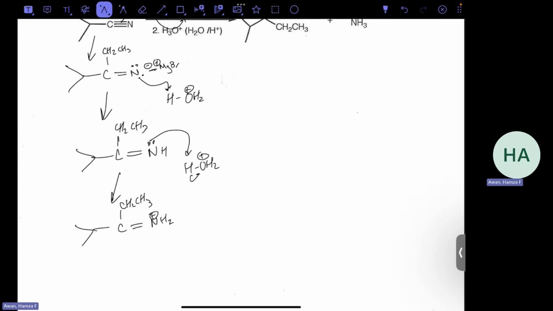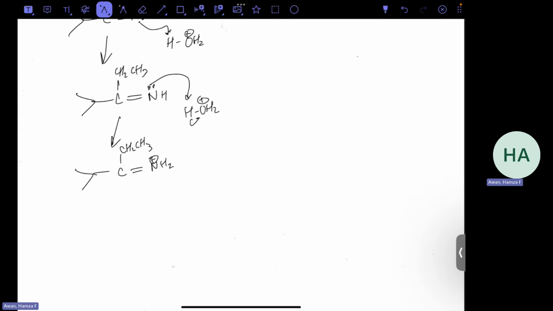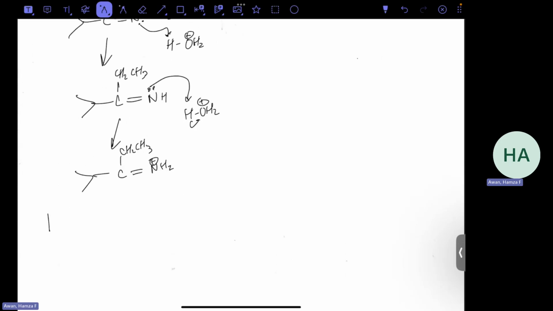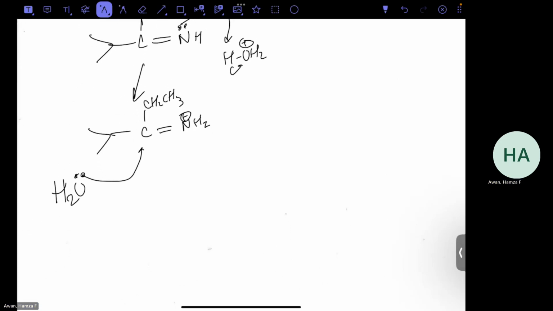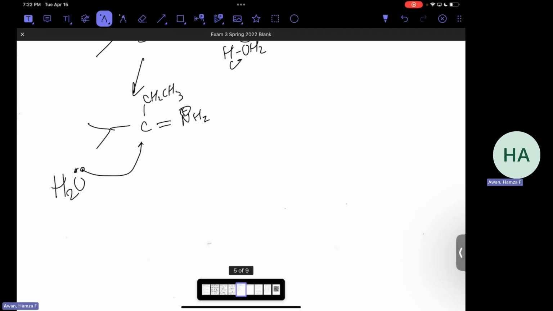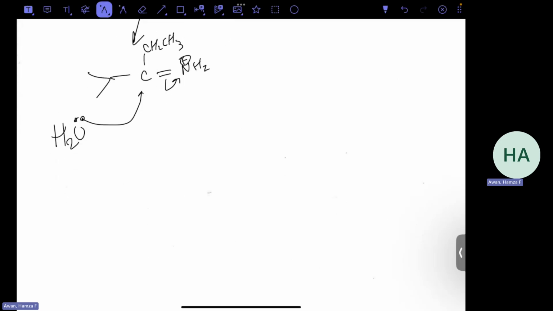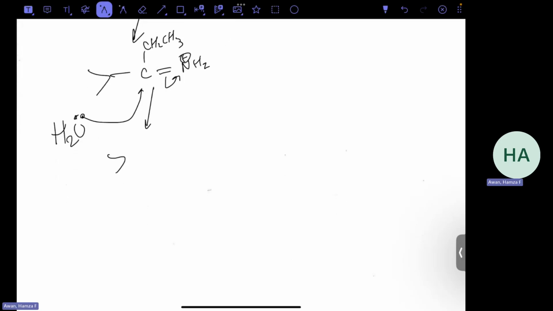Now, because these OH2s have been deprotonated, we can use H2O as well. So H2O comes and attacks this carbon, creates a bond with it, and also kicks off that bond to stabilize the positive charge on the NH2, right? It seems like a lot of steps, but it's just how the mechanism goes, right?